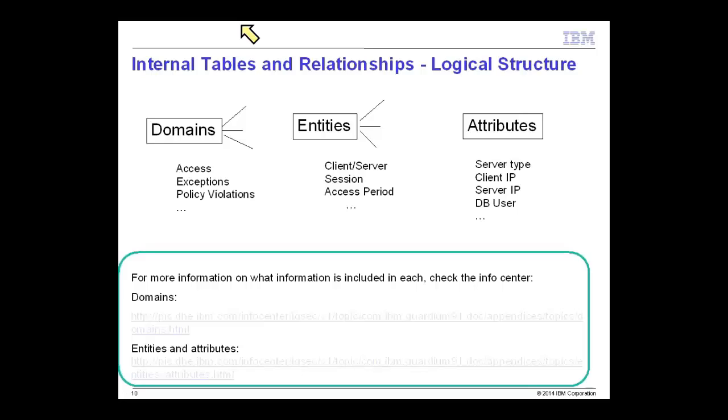The client server, as well as all the rest of the entities, has a number of attributes. Examples of the attributes on the client server are the server type, client IP, server IP, the database user, source program, host names, etc. We include a detailed list in the documentation of each one of the entities and attributes. I will not go into detail on all of them for time reasons.